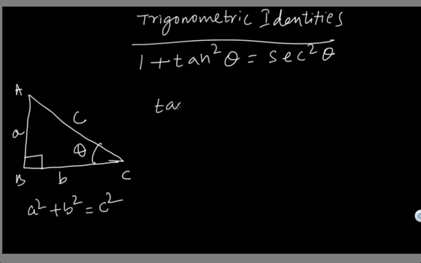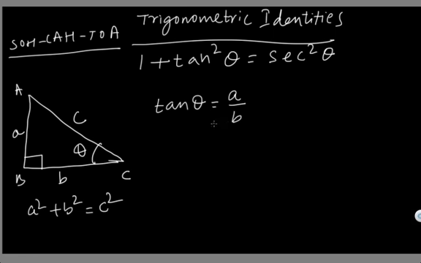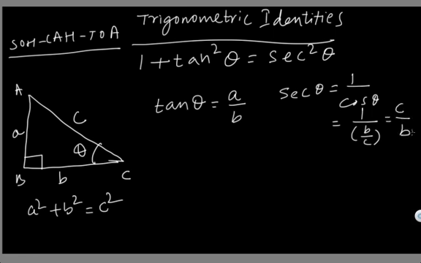We know that tan theta, from our mantra, soh cah toa, is opposite by adjacent, so a by b. And secant theta is 1 by cos theta. We know cos theta is adjacent by hypotenuse, so it is 1 by b by c, which is equal to c by b.